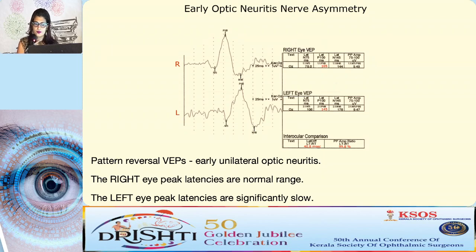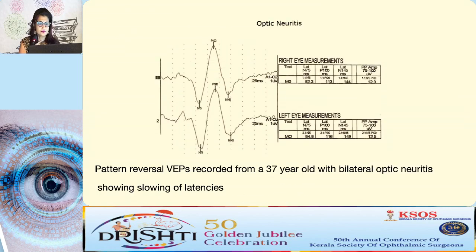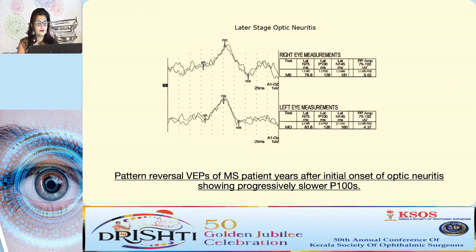Early unilateral optic neuritis you can pick up if you have bilateral VEPs, and you can find that the left eye peak latencies are significantly slow. Pattern reversal VEP from bilateral optic neuritis, you can see they are symmetrically delayed. Later stage optic neuritis after initial onset shows progressively slower P100s.